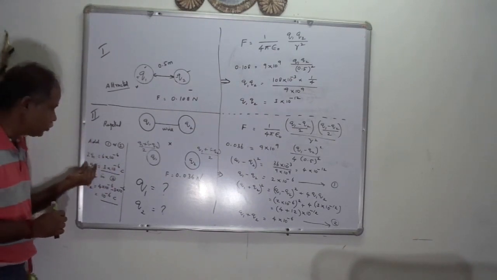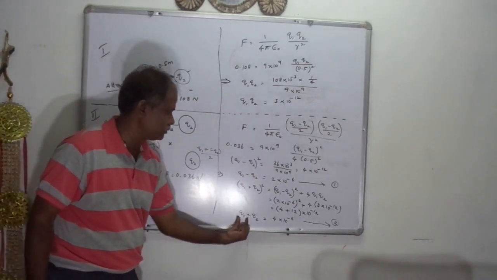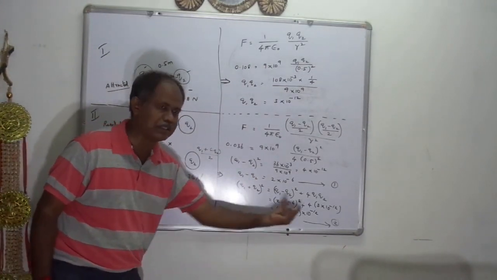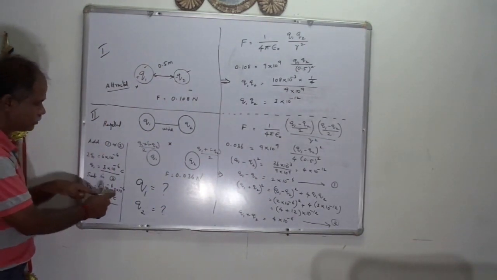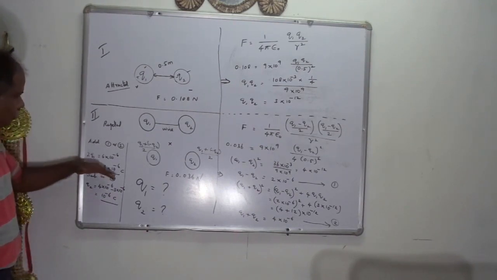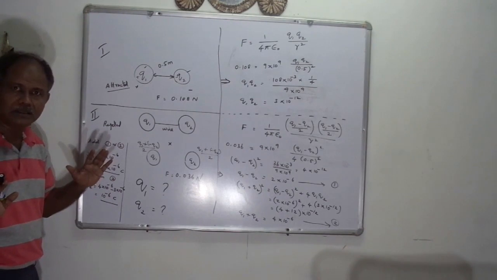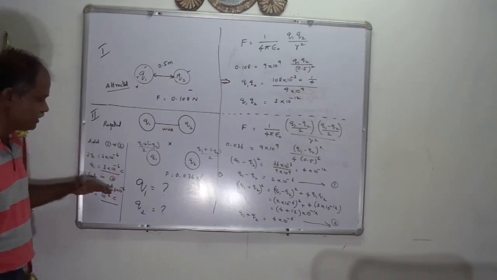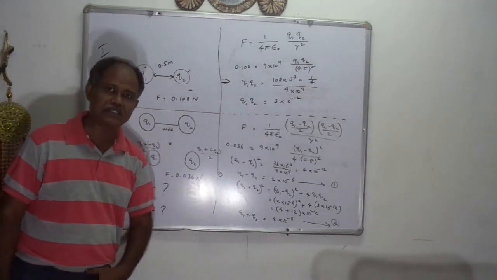You substitute this Q1 value in the second equation. Then Q2 is equal to 4 into 10 power minus 6 minus 3 into 10 power minus 6. That is 10 power minus 6 Coulomb. Q1 value you know, Q2 value you know. Are you able to understand? The initial charges we can get by doing these types of calculations.